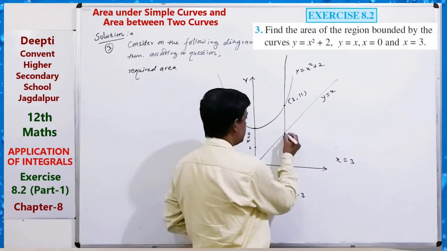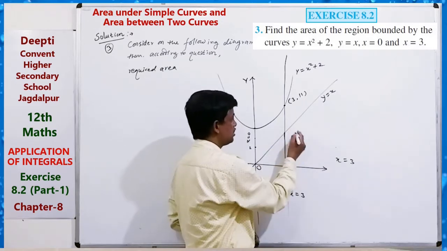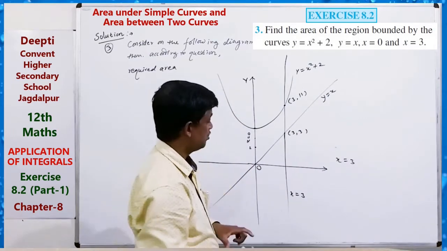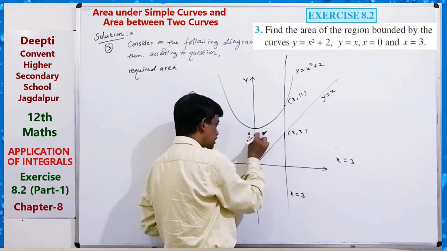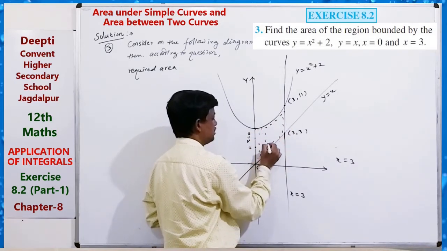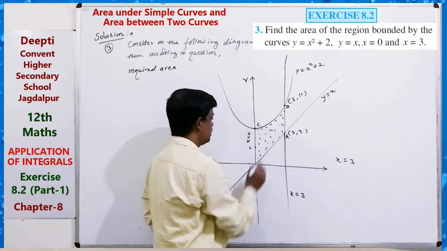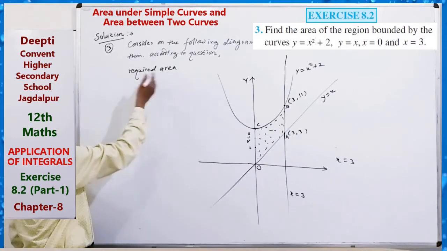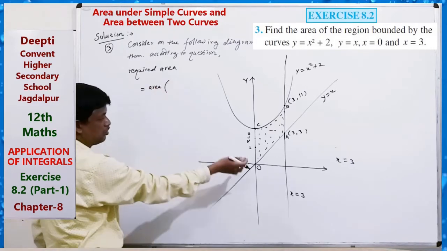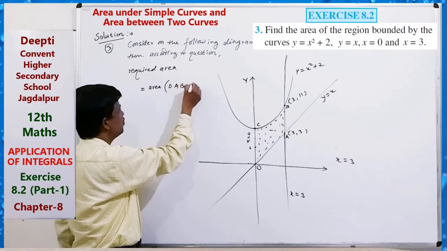And here also x equals 3, and y equals 3. So now the boundary is this and this, and that is our intersection point. The required area is this. Suppose the points are O, A, B, C. So the required area equals the area of O, A, B, C, O.